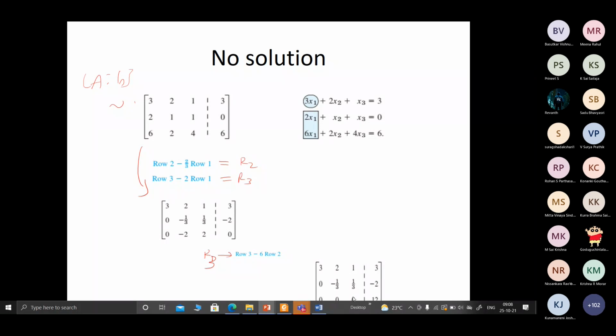Now you see, what's the rank of AB now? 3. 1, 2, 3. What's the rank of A? 2. So ranks are not matching. No solution. We don't have anything to do. Even if you write the equation from the last row, what you get? 0 equal to 12, which is not possible, no? You will get 0 equal to 12. That's the problem. So no solution.